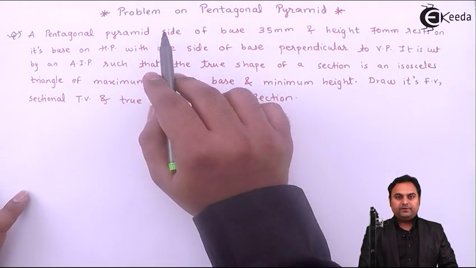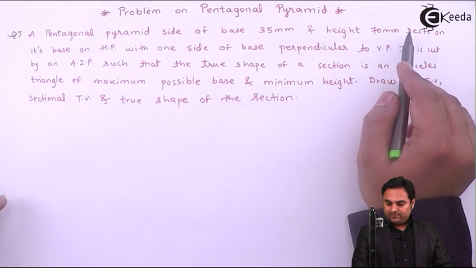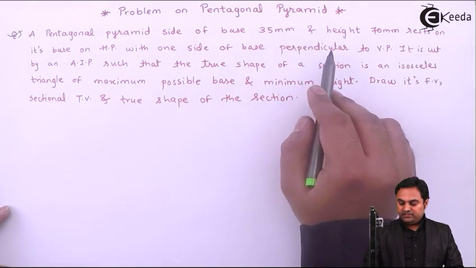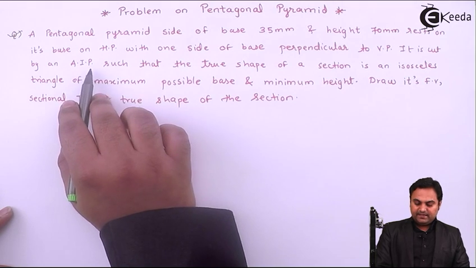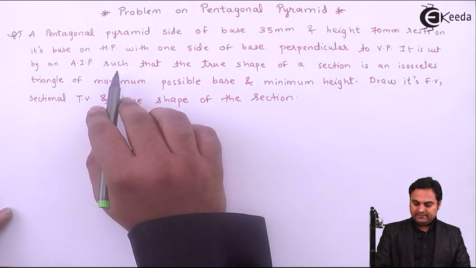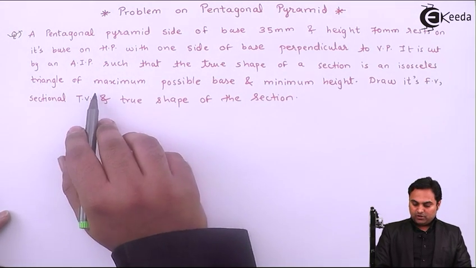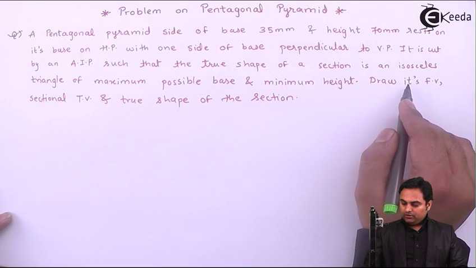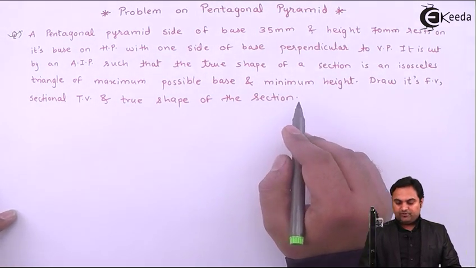A pentagonal pyramid, side of base 35 mm and height 70 mm, rests on its base on HP with one side of base perpendicular to VP. It is cut by an AIP, that is auxiliary inclined plane, such that the true shape of a section is an isosceles triangle of maximum possible base and minimum height. Draw its front view, sectional top view and true shape of the section.